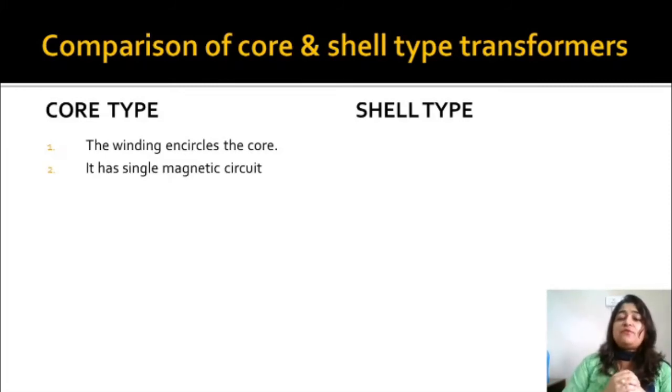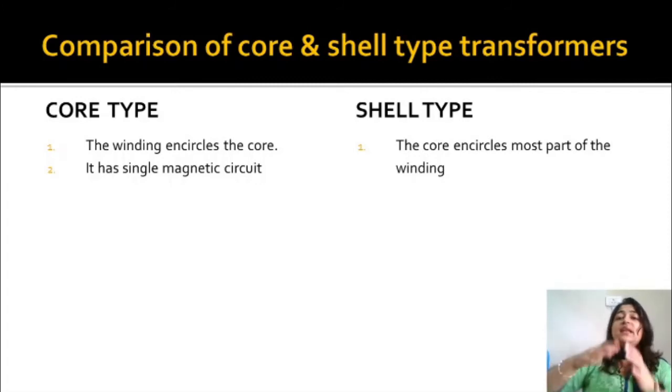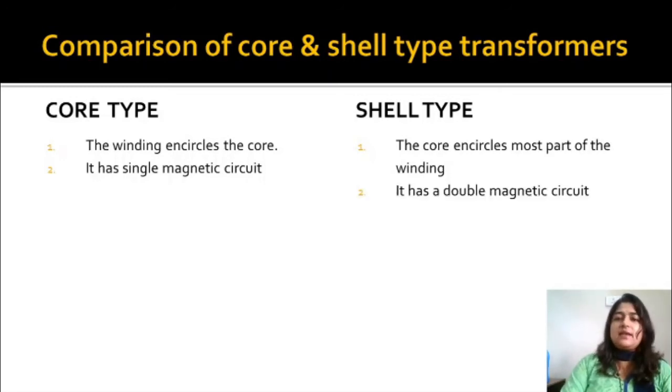While in shell type of transformer, what happens? All the windings are on the central limb, and you can see the core is surrounding the maximum part of the winding. So the core encircles most of the winding in a shell type transformer. In core type transformer, it has a single magnetic circuit. In shell type transformer, it has a double magnetic circuit. What do we mean by single and double magnetic circuit? When you give supply and flux is generated, it will have only one path through the core in the core type transformer, and that is why it is a single magnetic circuit.